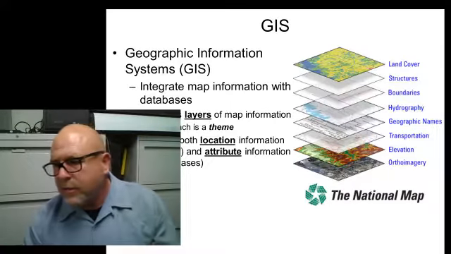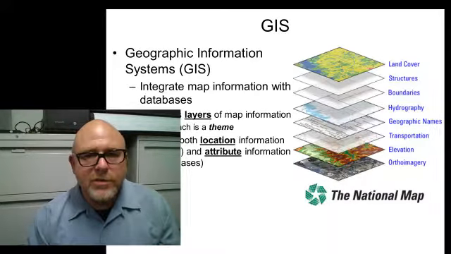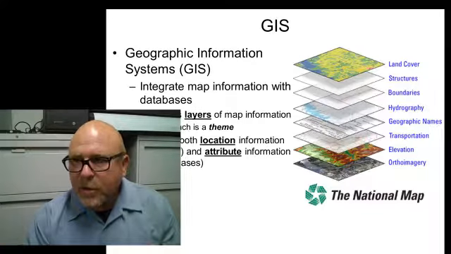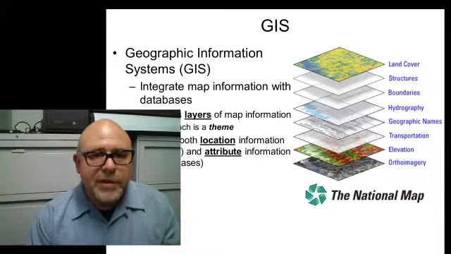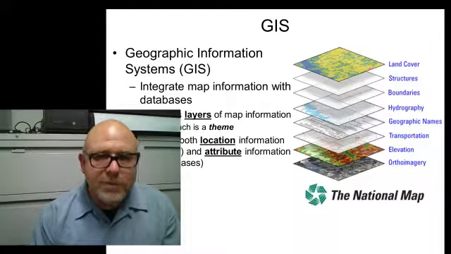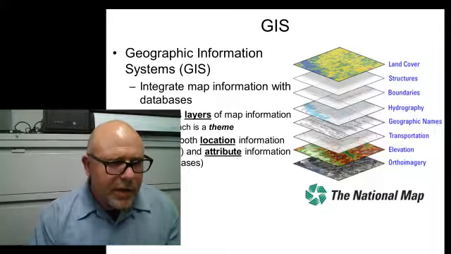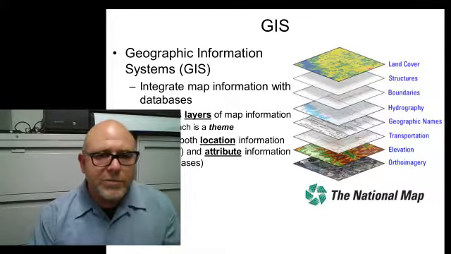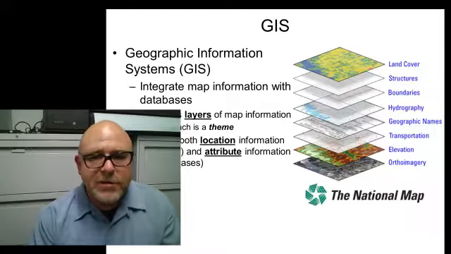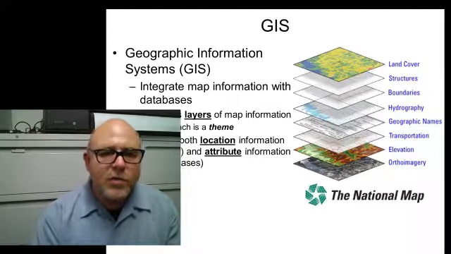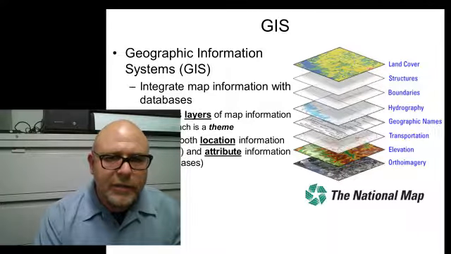And in modern geography, we also use tools that we call geospatial technologies, such as GIS, or Geographic Information Systems. These are ways of integrating map information with databases. And so in modern geography, we not only use maps, but we use the digital information that conveys that spatial information. And we'll have a special module on that later.